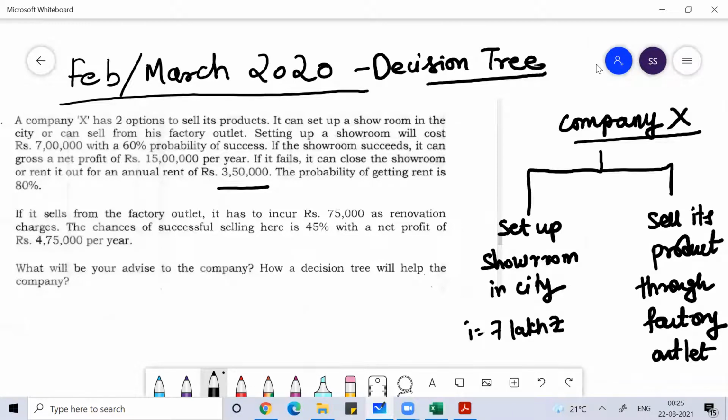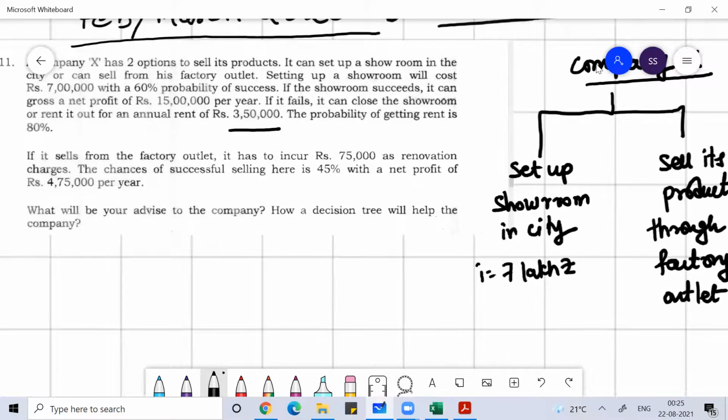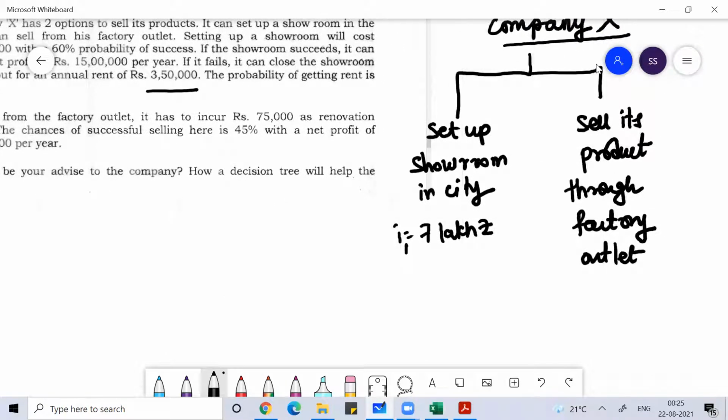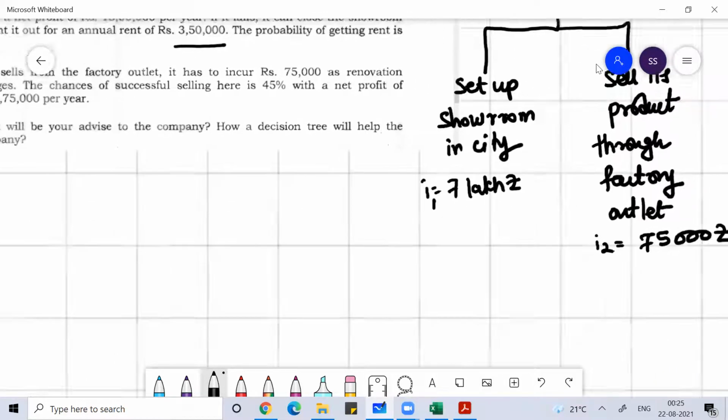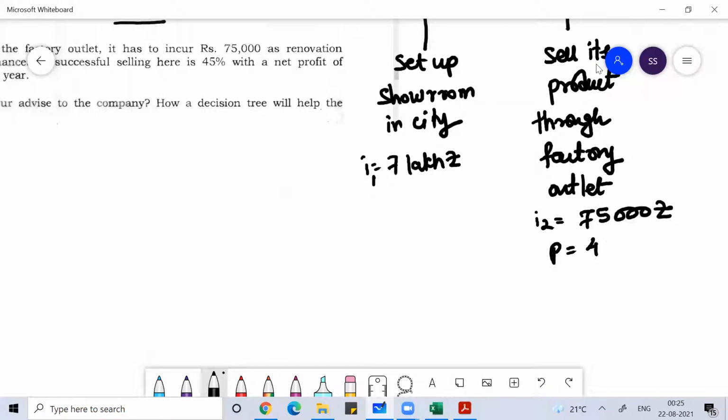If he sells through factory outlet, he has to incur 75,000 rupees renovation charges. Here you can see the initial investment is very less because he is selling from factory outlets, which already have their ventures going on. So he just takes the route to sell the product. He just needs to do renovation of the existing outlets, so he invests only 75,000 rupees. The chance of success of selling here is 45%.